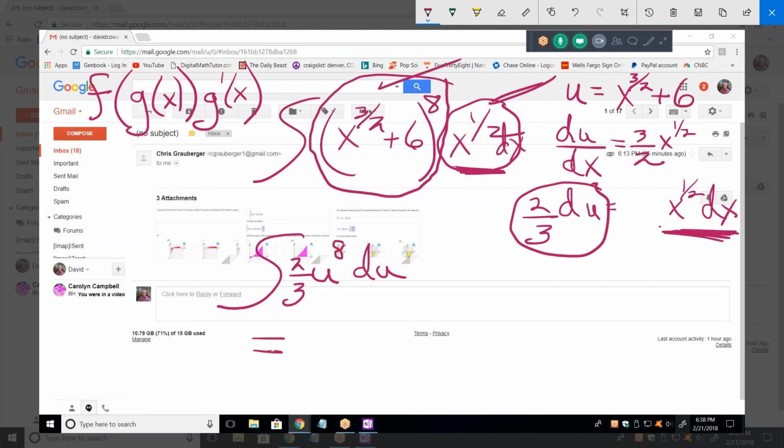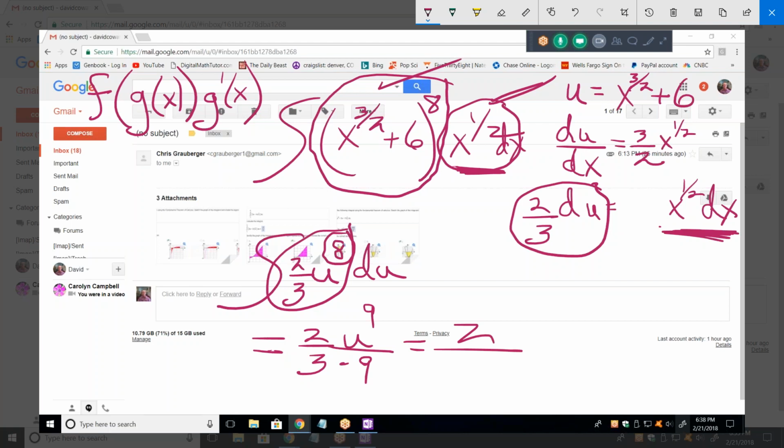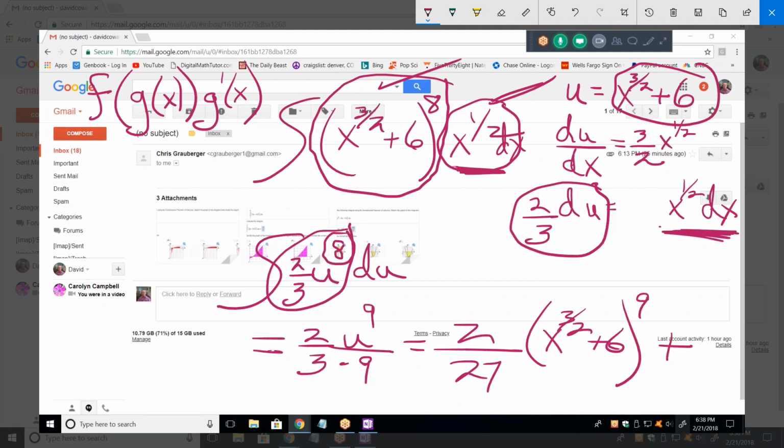Again, how do I do this? I always start with the exponent and just add 1. I leave the 2/3 there. I don't touch that. I put the u, add 1 and divide by the new exponent. So there's my answer. Well, not quite. 2/27, and it's u to the 9th, but u is this. So it's x to the 3/2 plus 6 to the 9th plus c.